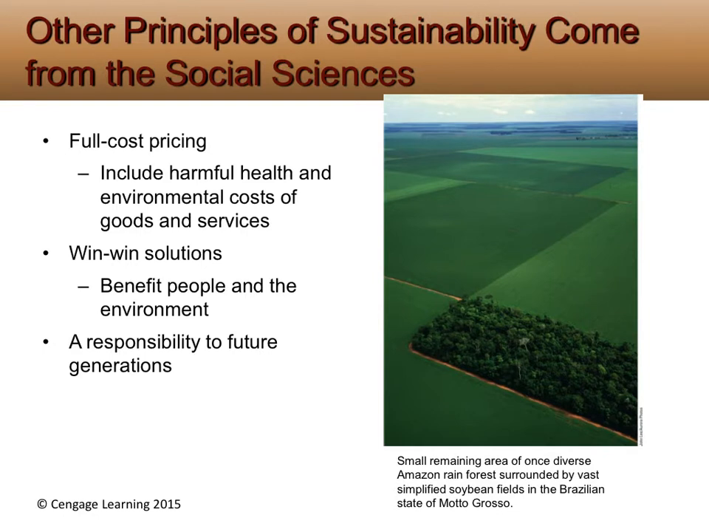Other principles of sustainability that really come from social sciences, first of all, is full cost pricing of materials. We don't do that currently in the world. That includes harmful health and environmental costs of goods and services. So when you think about buying a new iPhone, for example, that iPhone came from the earth at one time. We needed to mine all the minerals, including the plastic, which is an oil product, and all the heavy metals that go into it.